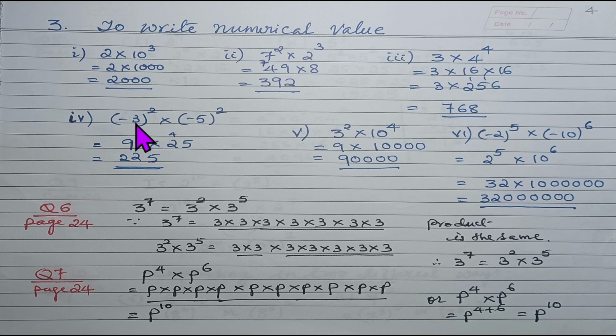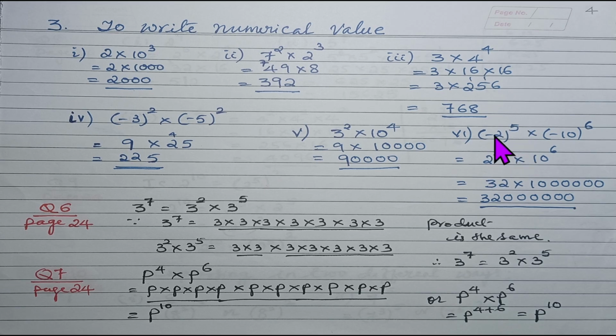Now minus 3 square: minus into minus is plus, so 3 square is 9, and minus 5 square is 25. As you know, the powers are even numbers, therefore the sign becomes positive. 25 into 9 becomes 225, which is the answer. 3 square is 9, 10 raised to 4 is 1 followed by 4 zeros, therefore it is 90,000 is the answer. Next, minus 2 raised to 5 into minus 10 raised to 6.